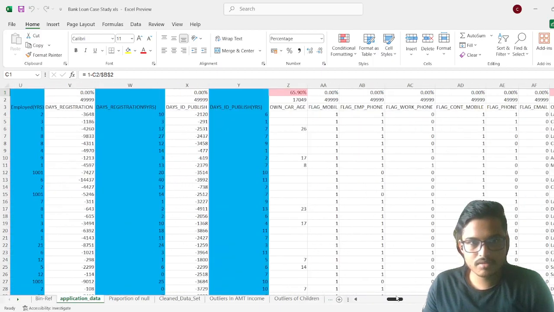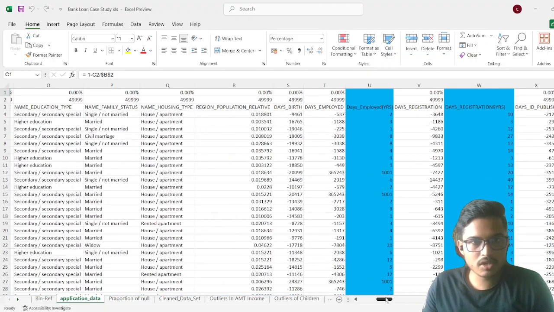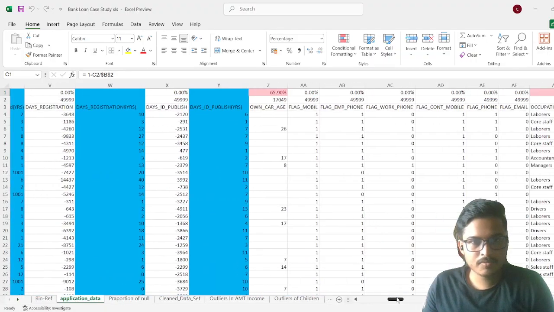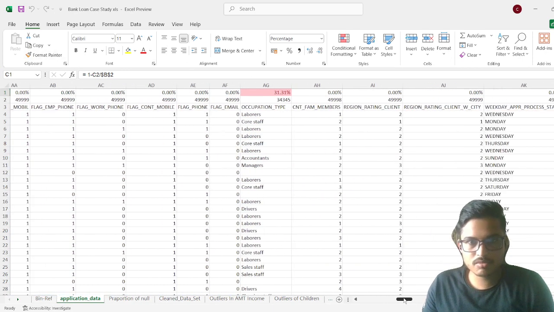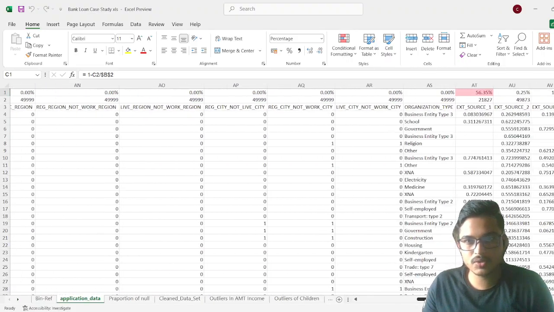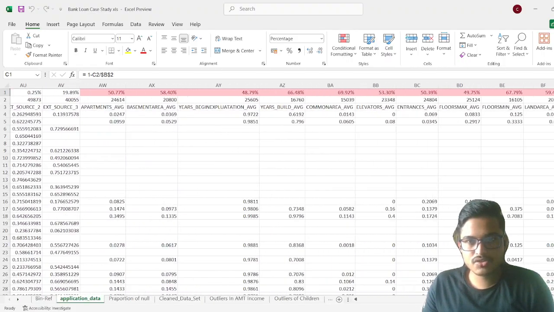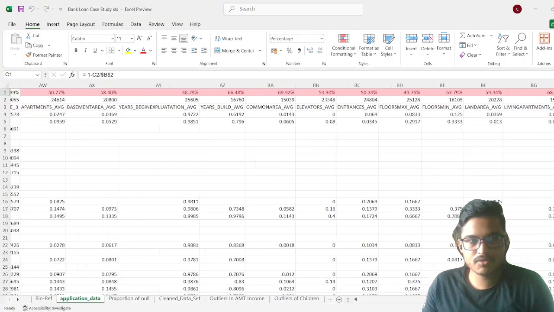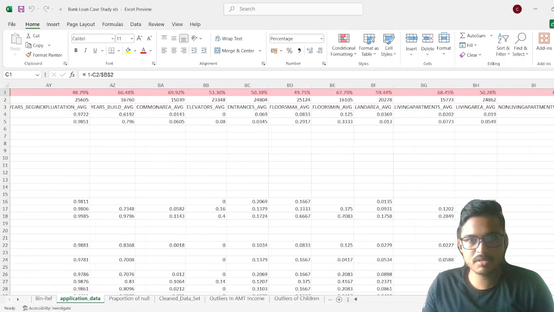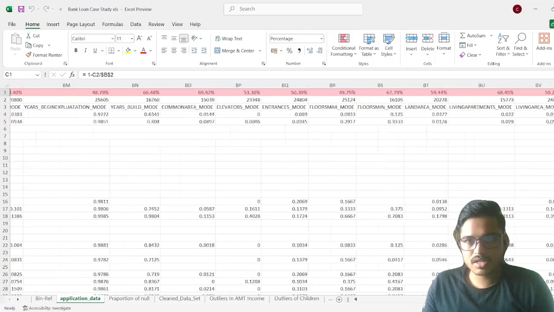We can see that here we do not have any null value, but starting from own car, we have 65% null value. Moving on to the next, the occupation type has 31% null value. Then this history, and we have the mode. From there we can see that more than 50% of columns are even null.